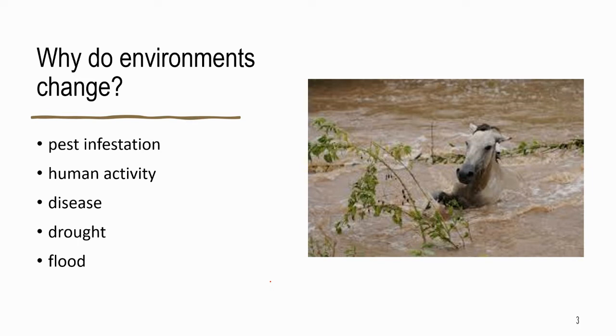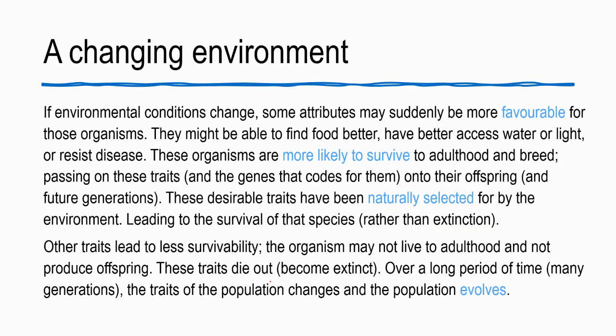So as I just mentioned, environments can change for different reasons. There could be a pest infestation, a human activity, disease, drought, flood, climate change. So we're not talking about seasons which change on a regular basis, but just things that can change the environment and affect whether a species is going to survive or not. So if the environment and conditions change, some attributes, some characteristics that a living thing has, may suddenly be more favorable for these organisms.